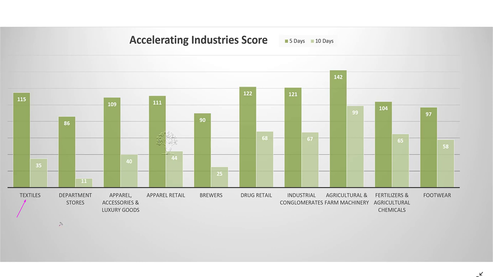These are textiles, department stores, apparel accessories and luxury goods, apparel retail, and footwear. All of them are related to smaller ticket consumer spending. Looking at these similar industries accelerating together, you may drill down into them, look for value stocks, fundamentally value stocks that are about to give or are giving low risk buy opportunities.